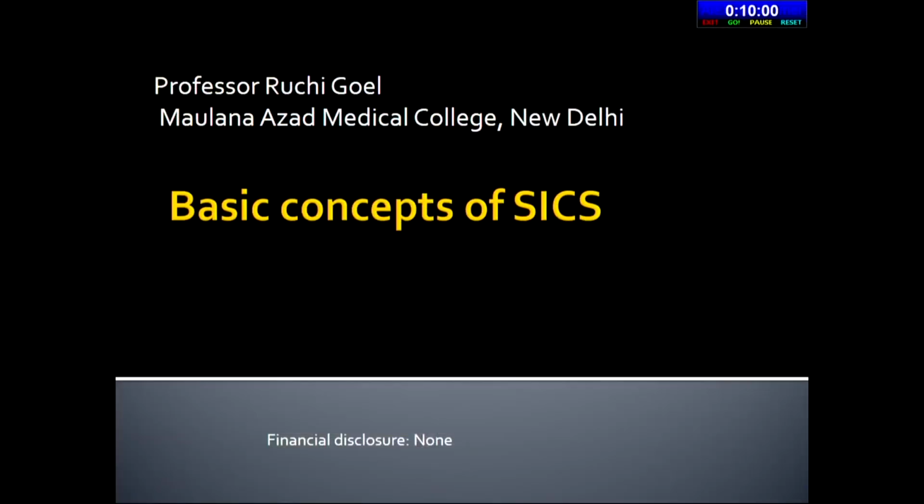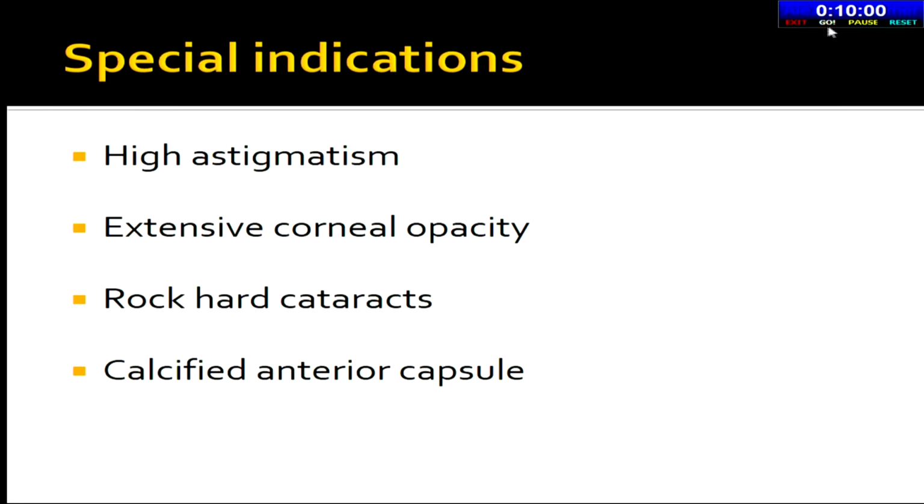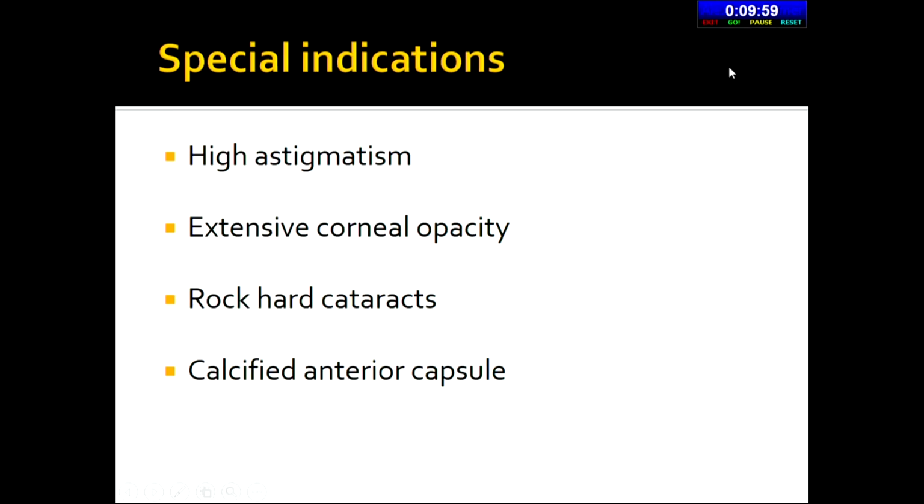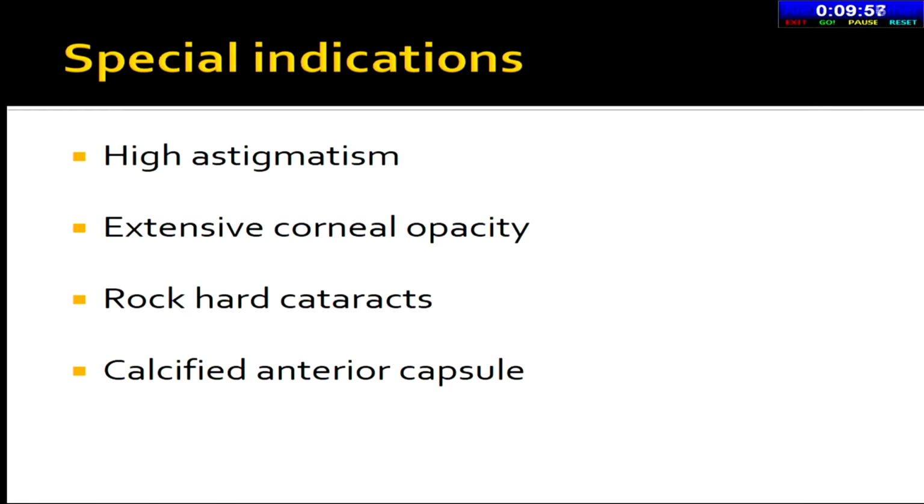Thanks Pratyush for including me in this instruction course, and I would be talking about the basic concepts, that is, what are the basic steps that you really need to learn perfectly to perform a good SICS. So the special indications where I would choose SICS as my first choice would be high astigmatism, because simply by changing the size of the incision and the site of the incision, you can deal with high astigmatism up to 3 diopters.